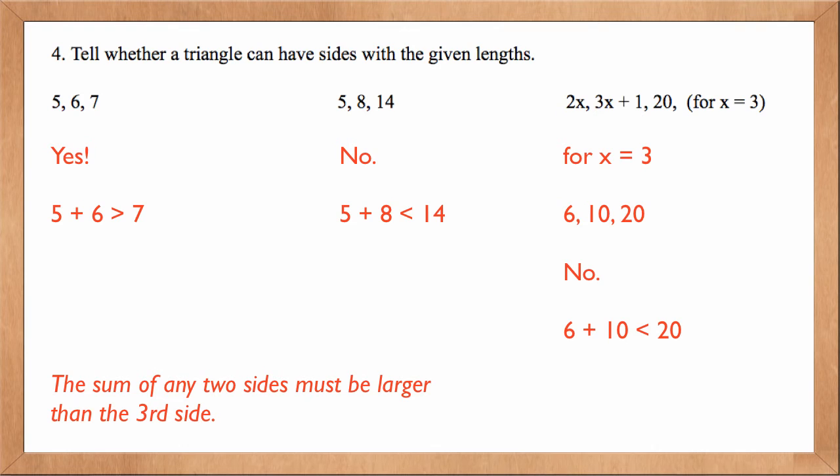This one's going to be a no also, because when you plug in x, 2 times 3 is 6, 3 times 3 plus 1 is 10, and then we get 20. 6 plus 10 is less than 20, that's not larger, so that's why it's a no.